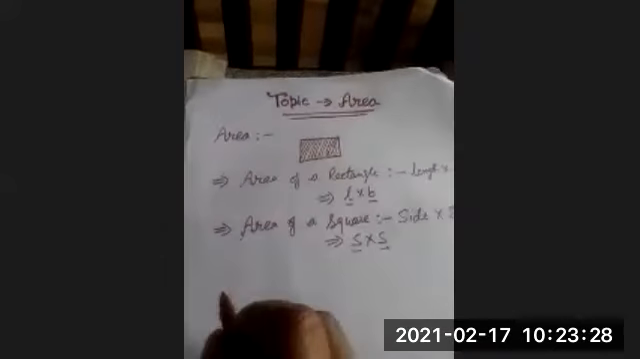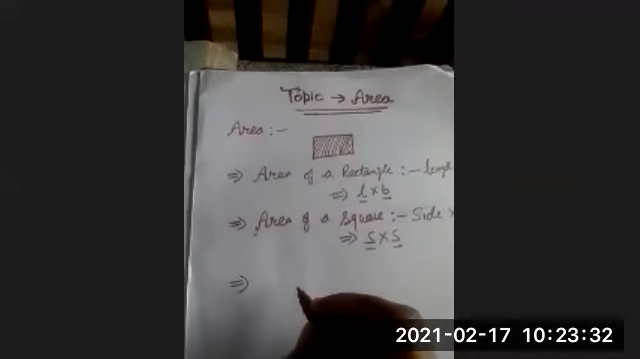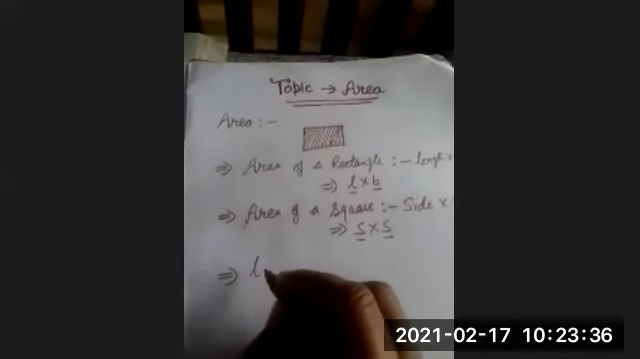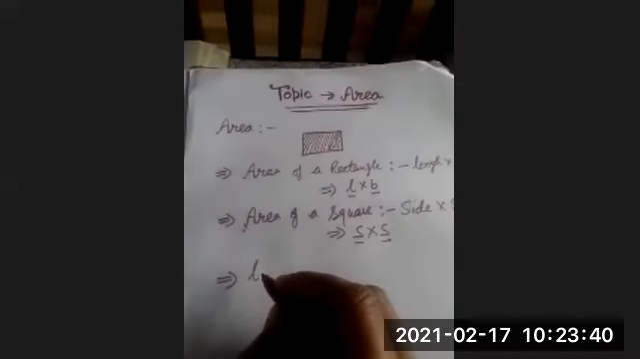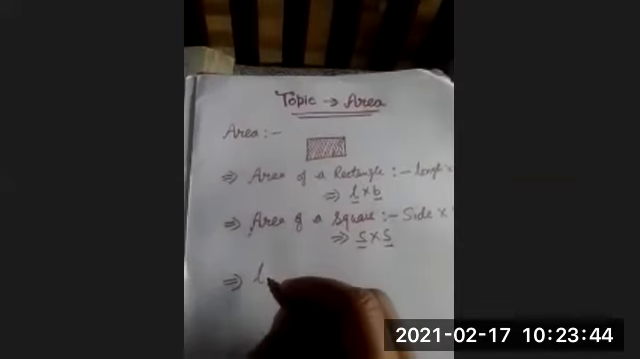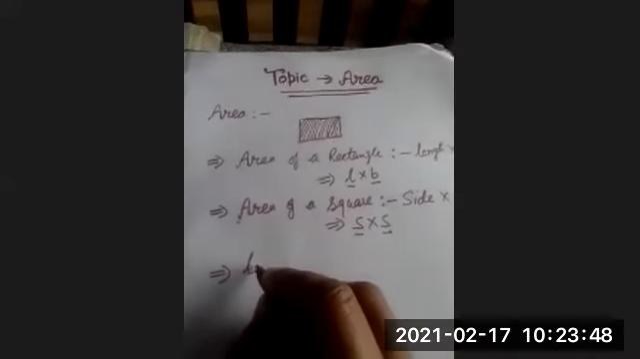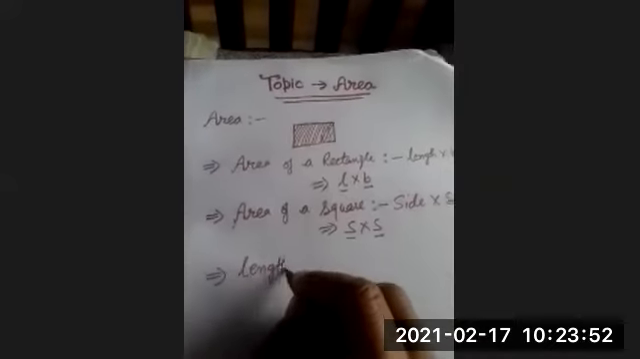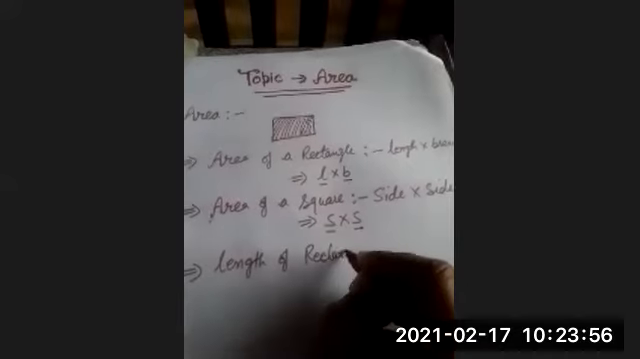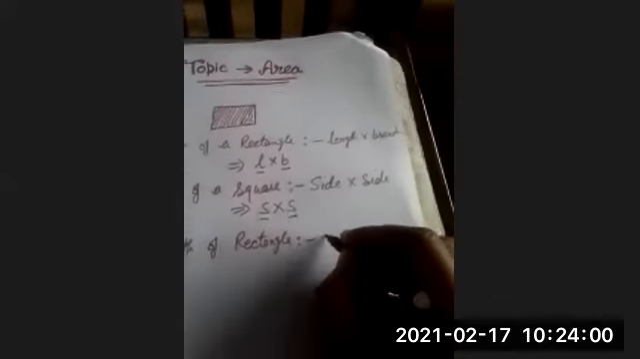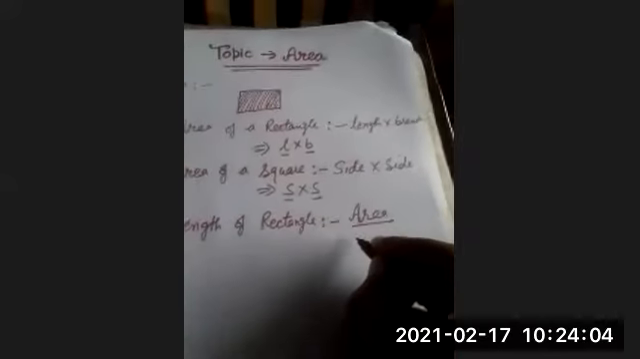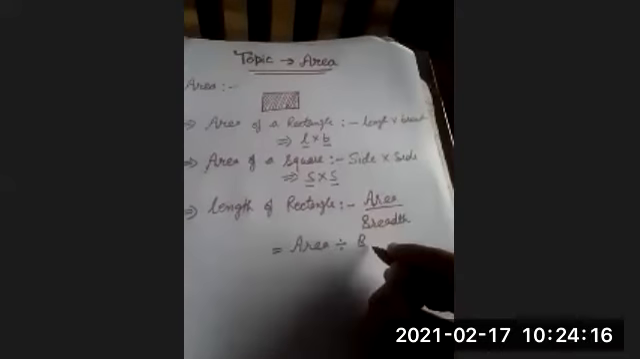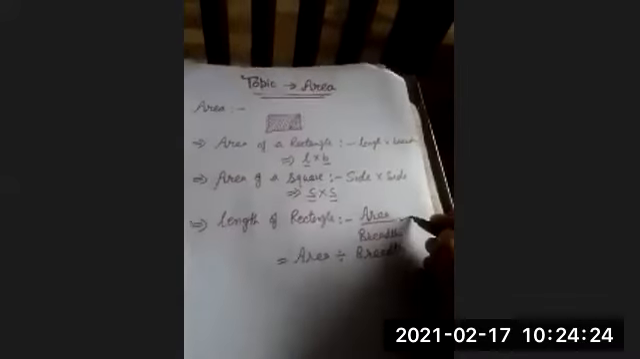Next point is, how can we find the length of a rectangle? If the area is given and the width is given, then how can we find the length of the rectangle? Length of a rectangle is area divided by width. Simple, area divided by width. So length of a rectangle is area divided by its width.